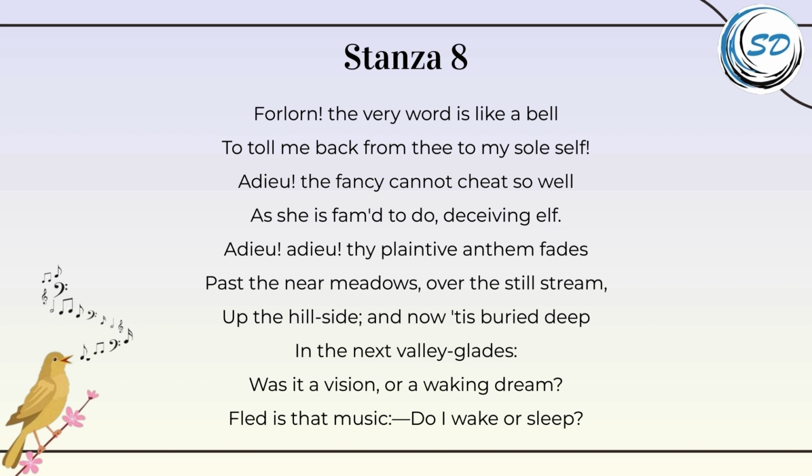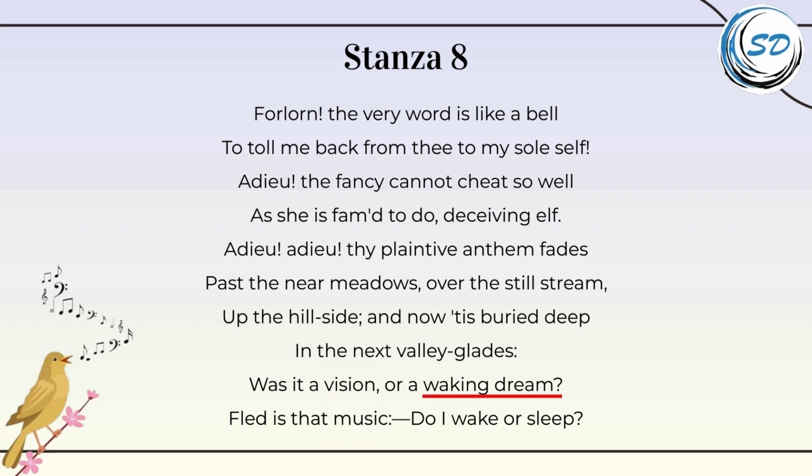Let's look at the difficult words and phrases before we proceed with the explanation. Forlorn means abandoned, lonely, or desolate. Fancy refers to the imagination or creative thoughts. Plaintive anthem describes the Nightingale's mournful and melancholic song. Fades indicates the diminishing or disappearance of the sound. Valley glades refer to the secluded and picturesque areas within valleys, often filled with lush vegetation. Vision refers to a vivid mental image or a hallucination.